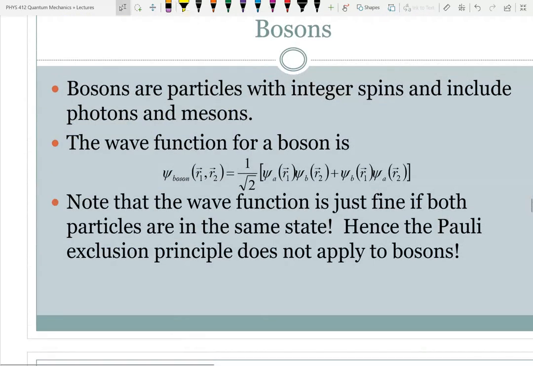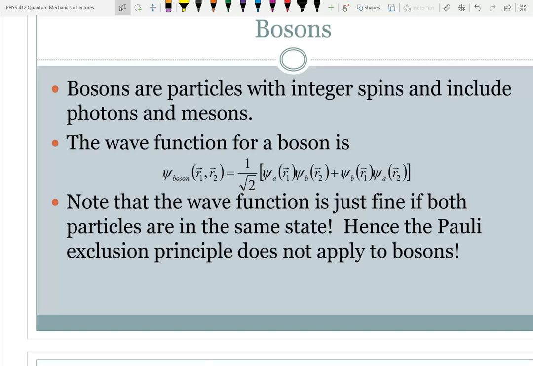Bosons, on the other hand, with the symmetric solution, if psi A is equal to psi B, no problem. If they're in exactly the same state, it's no problem. So they have no Pauli exclusion principle if they're bosons. So photons with a spin of 1 can all be in the same state. But electrons with a spin of 1/2 all have to be in different states if they're indistinguishable. That ends our time.